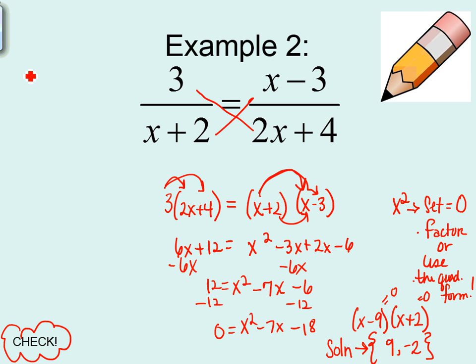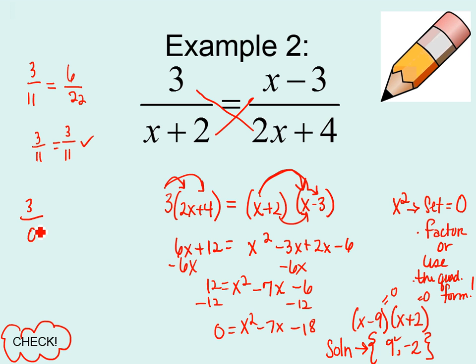So we're going to go ahead and put the 9 back in there and see if that works. 3 over 9 plus 2 is 11. Does that equal 9 minus 3 is 6, over 9 times 2 is 18 plus 4 is 22? This reduces down into 3 11ths. 3 11ths equals 3 11ths. So the 9 works. Now we're going to plug in the negative 2.